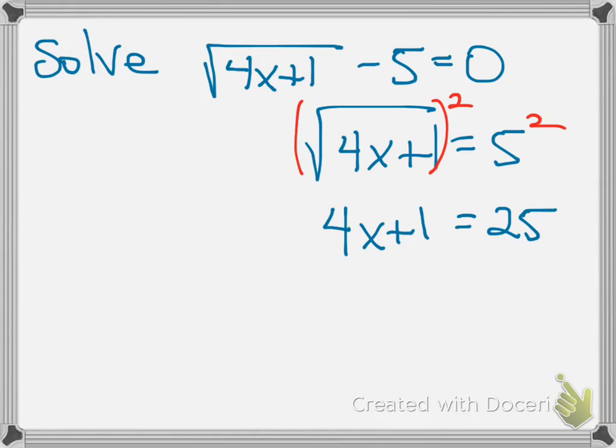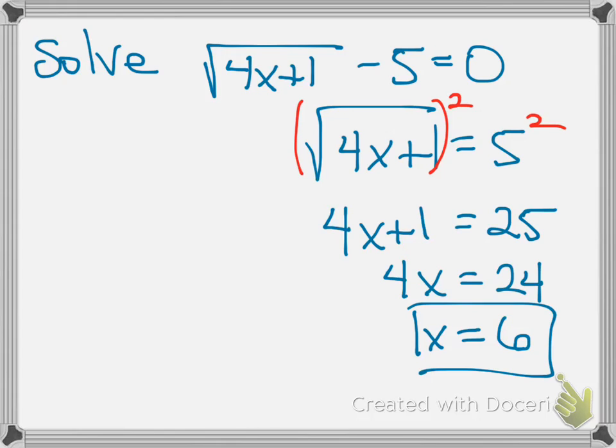And now we've worked our way down to having a linear equation that's much easier to solve. We don't have to deal with that radical anymore. And so we're just going to solve this as we normally would. We subtract 1 from both sides. We get 4x equals 24. And then divide both sides by 4, and we get x equals 6. So there's our solution. And as usual, it would be an excellent idea to check your answer.